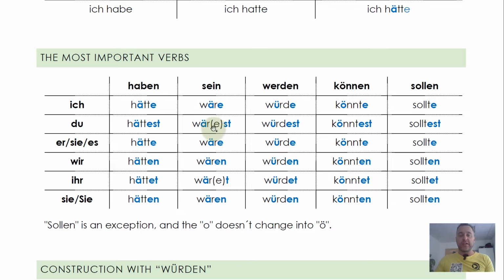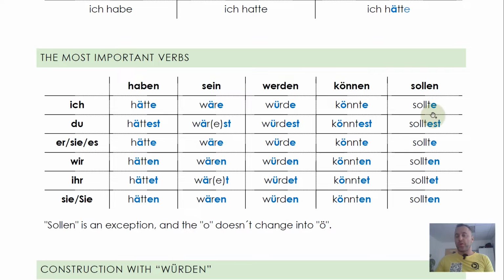Pay attention, there is an E in parentheses here. That means you can actually put an E there, but it's not required here. Wärst is the same. You can use both. Usually, remember, you put an E there, but with sein, it's not necessarily required. With everything else, it is. So here, werden is wurde, so dots, and then the endings.